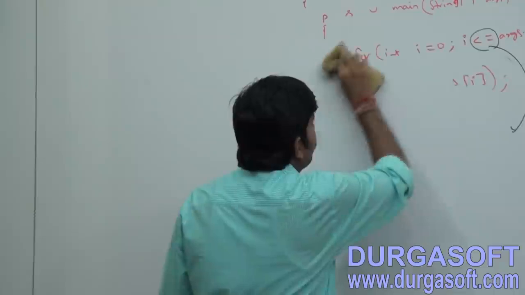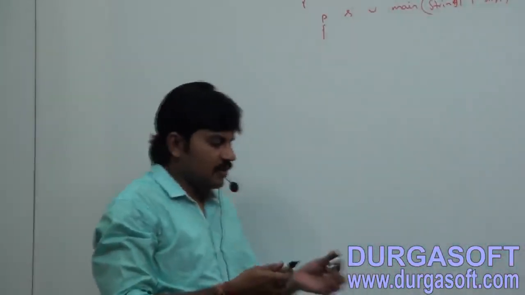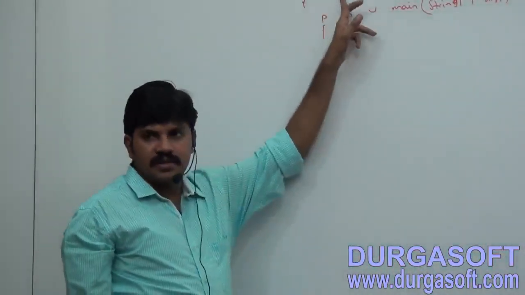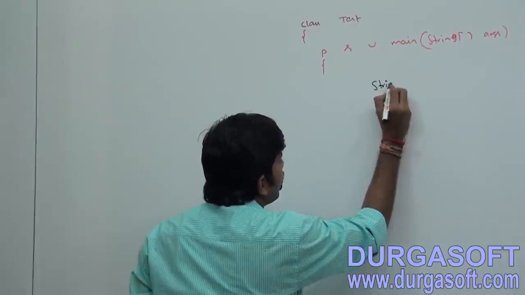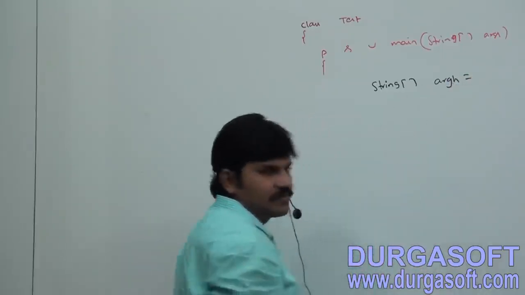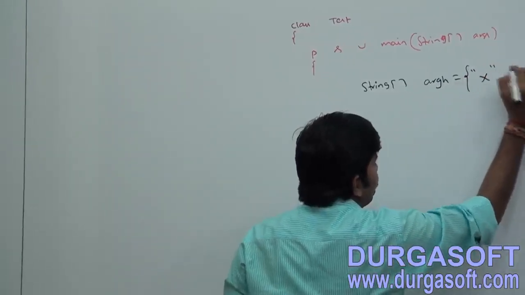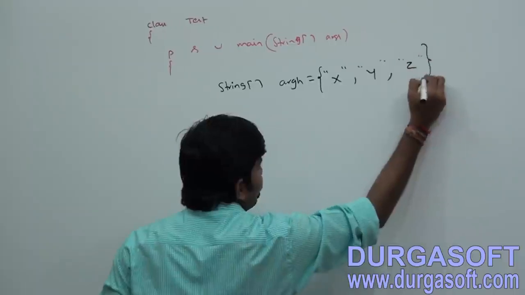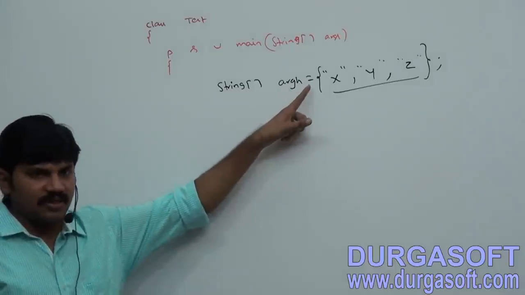Now let me go for the second example. A very important example, important for the exam's sake. Listen to this one, don't make noise. Here observe. Class test, public static void main. Here I am taking a string array argh, String array argh is equal to x y z.